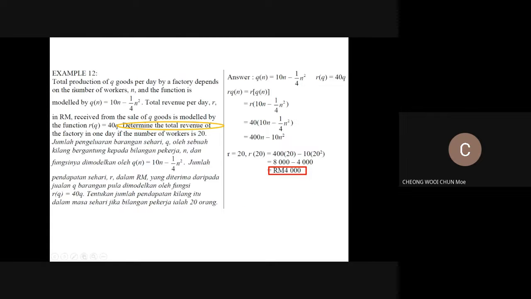So we look at example 12. Total production of Q goods per day by a factory depends on the number of workers n, and the function is modeled by Q(n) equal to 10n minus 1 over 4 n squared. Total revenue per day R in Rm received from the sale of Q goods is modeled by the function R(Q) equal to 40Q. Determine the total revenue of the factory in one day if the number of workers is 20. So from here, we can understand the whole situation.